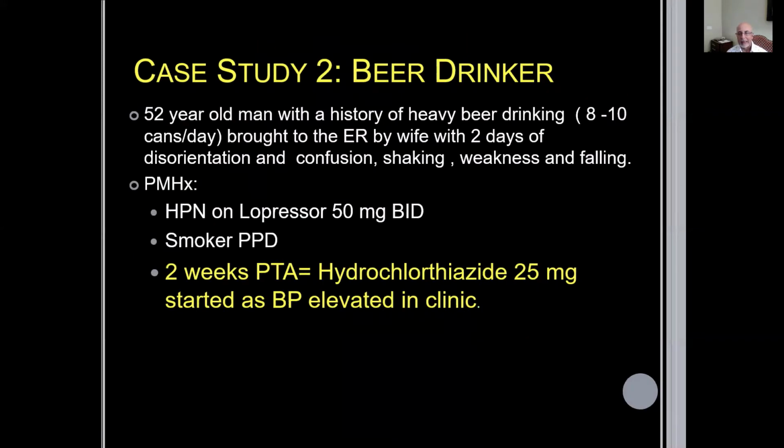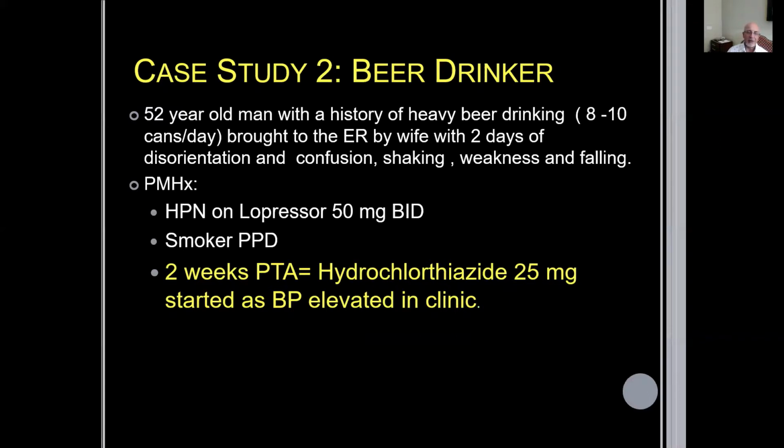I will now present a second case of a beer drinker with beer potomania. This is also a very difficult patient to manage, and one has to pay close attention to this patient and admit them to the ICU. So here's a 52-year-old man with a history of heavy beer drinking, averaging 8 to 12 cans a day, who comes to the ER brought by his wife with 2 days of disorientation, confusion, tremors, weakness, and falling, and he is unable to go to work.